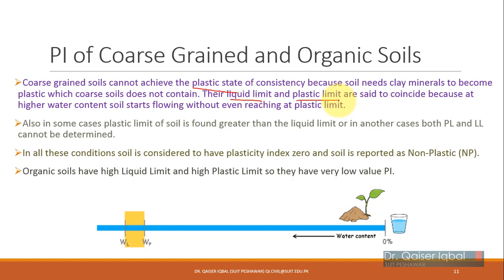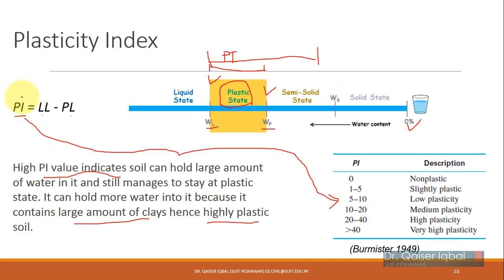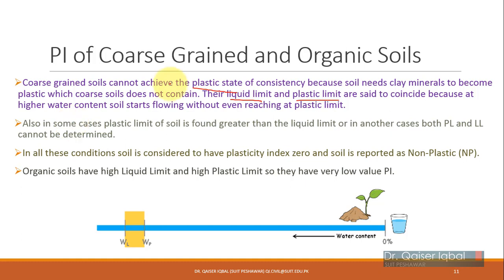So if they have the same value, you know that the PI is equal to liquid limit minus plastic limit, but if they are at one point, WP and WL will be the same point. So from semi-solid it will directly turn into a liquid. So it means that WP and WL are the same. In that case, the PI of this soil will be equal to zero. So it means the plasticity of coarse grain soils, sands and gravels, is equal to zero, and that's why they are non-plastic.